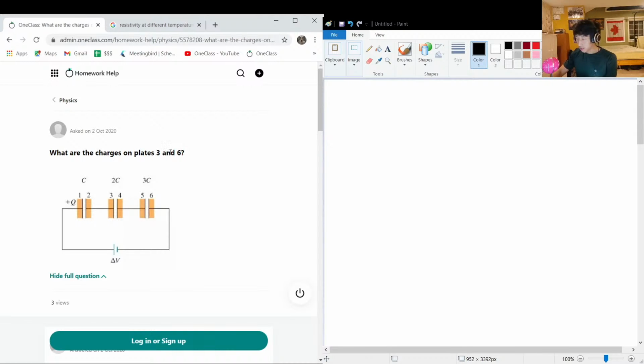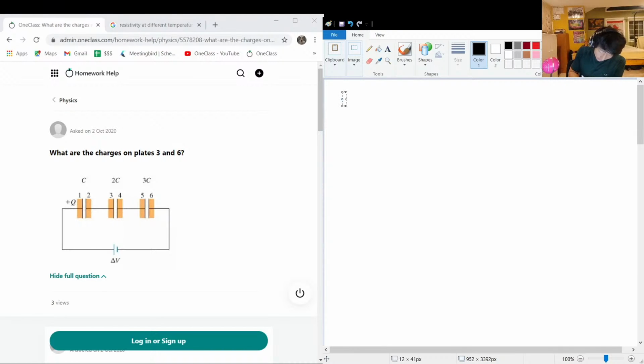Okay, so the next question that we have on the menu today is asking us what are the charges on plates 3 and plate 6. And this is a circuit where we have capacitors in series. Okay, so let's first talk about capacitors for a little bit and see what would be really going on here.